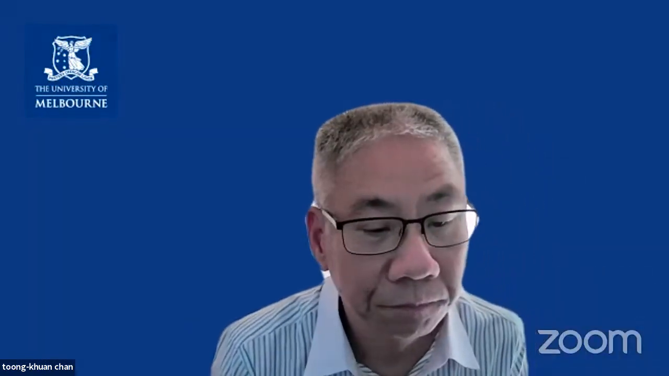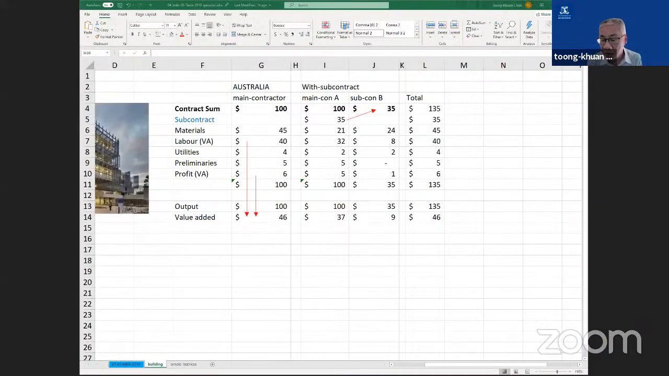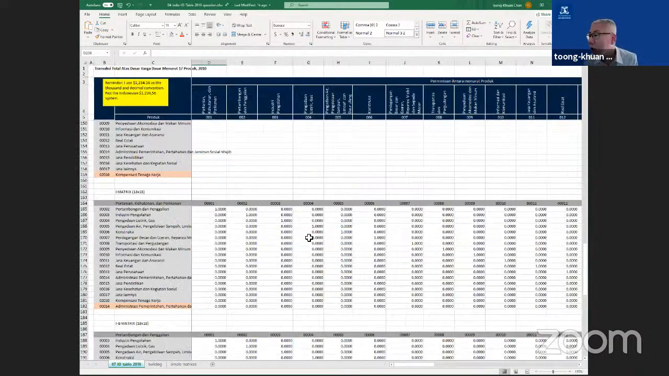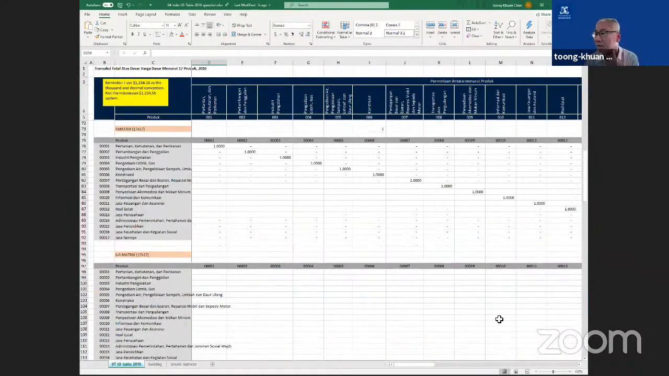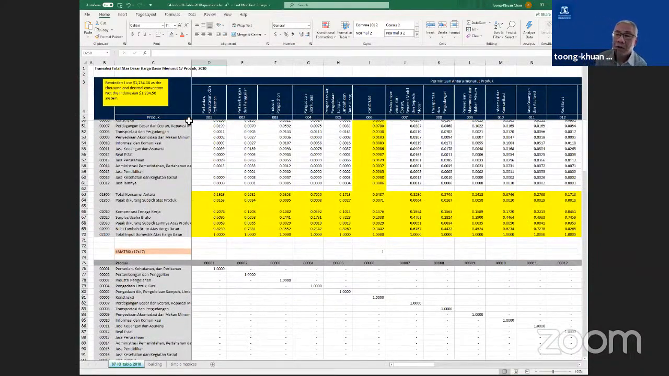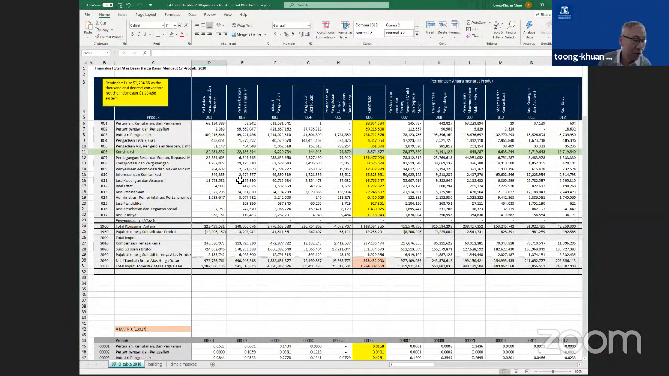So I'm going to share the one that I've sent to you, the Indonesia one. If you look at your Indonesia one, it has been simplified to 17 sectors. This is the Indonesian input-output table from 2010, and it's in Bahasa Indonesia, so I hope all of you can read that. There are 17 sectors over here. It starts from pertanian, pertambangan, industri pengolahan, all the way to jasa pendidikan, jasa kesehatan, and jasa lainnya.